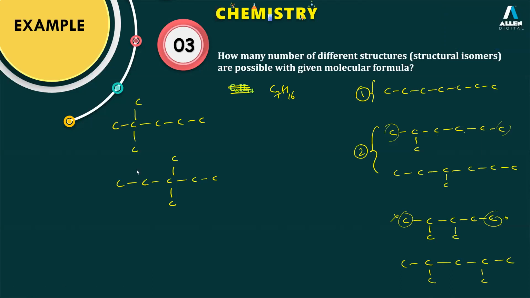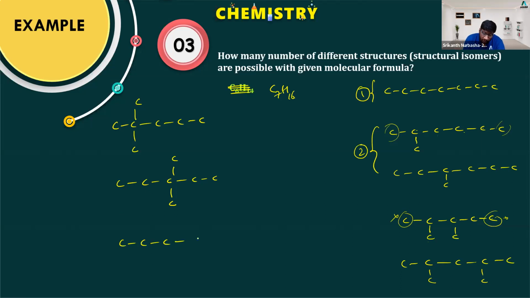Can I keep an ethyl instead of methyls? Yes, ethyl I can keep, but where do I have to keep ethyl? Can I keep ethyl in the second position? If I keep it on the second position, 1, 2, 3, 4, 5, 6 carbon chain, again we are going. So I cannot place ethyl on the second position.